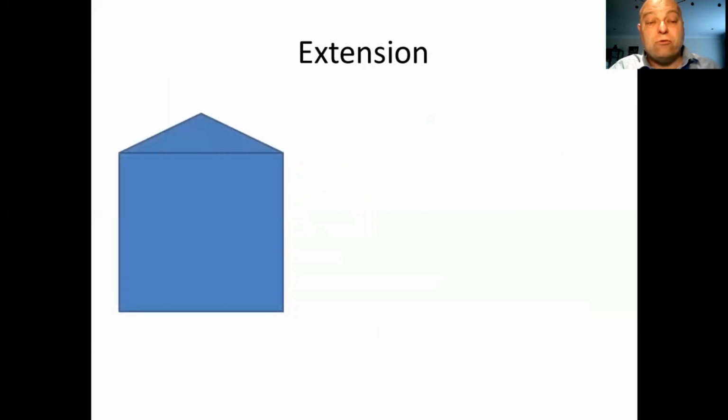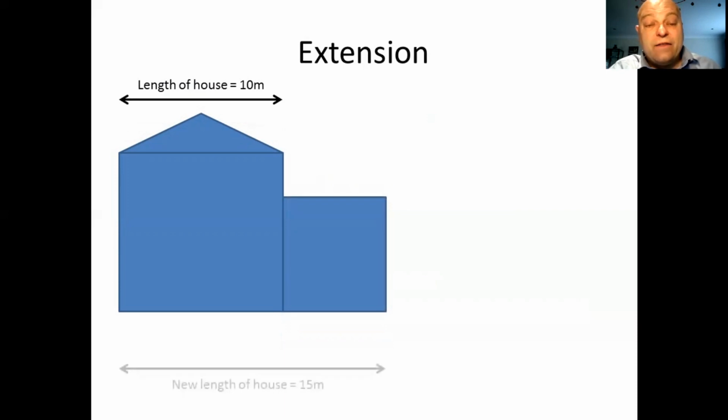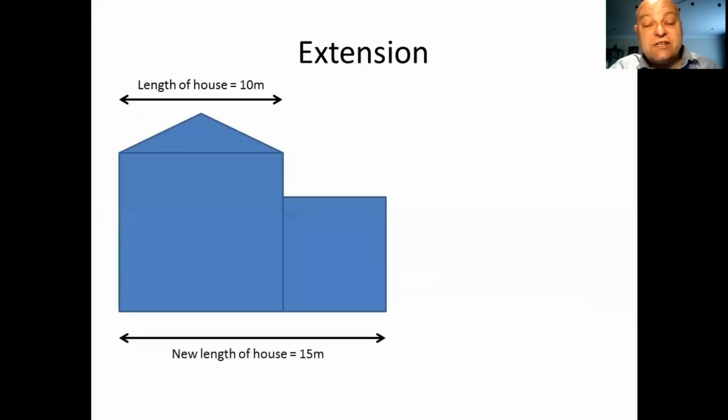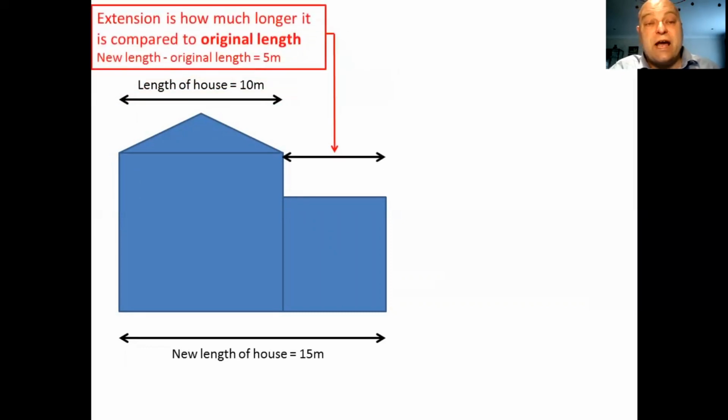On to some new key ideas for today then. The first idea I want to introduce you to is the idea of extension. Imagine you've got a house. That house is 10 meters long. You decide, actually, I could do with a bit more space, so you build an extension on the back. Now, the new length of the house is 15 meters. What you can say is the extension is how much longer it is compared to the original length. So it's now 15, it was 10, so the extension is 5 meters.